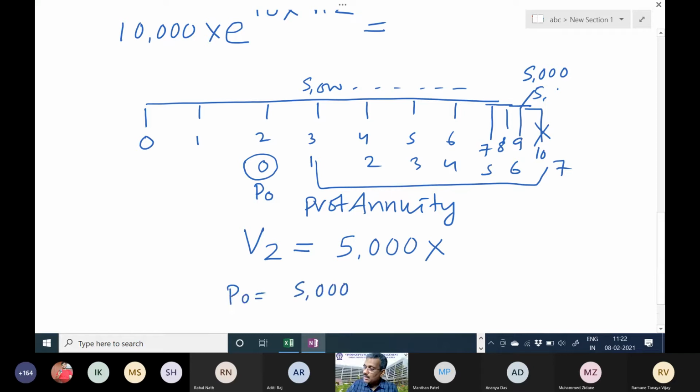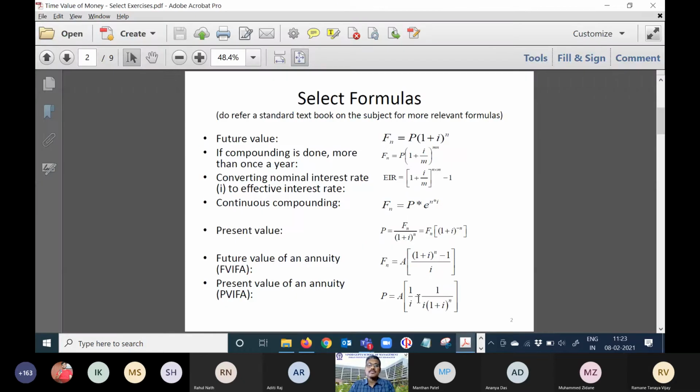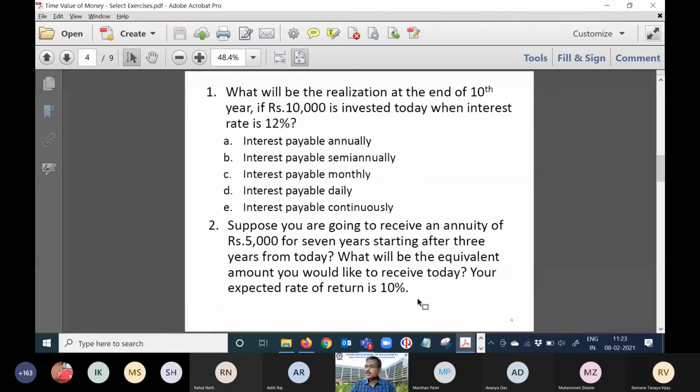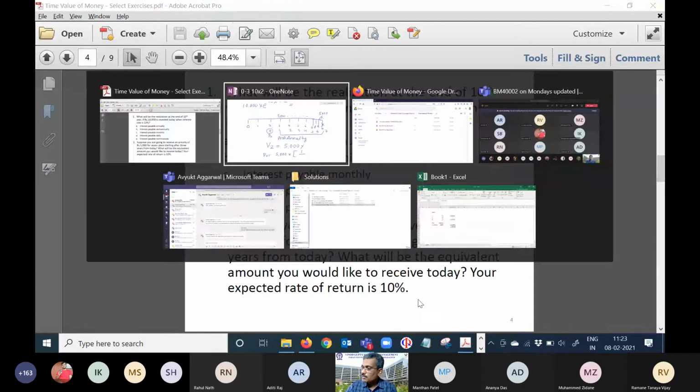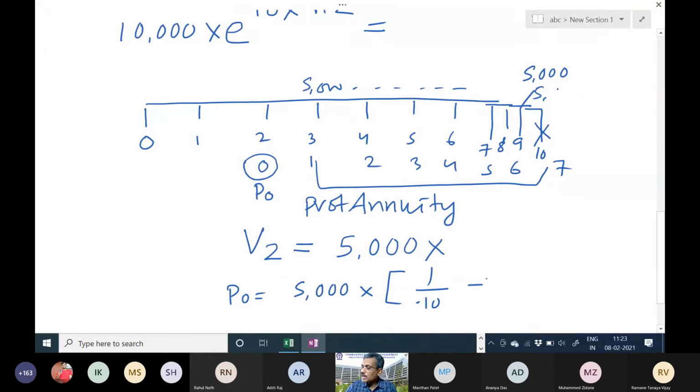So, what is my P0 at this point? 5,000 into 1 by, what is the rate of interest by the way? 10%. Yes, 10%. So 1 by 0.10 minus 1 by 0.10 into 1 plus 0.10 to the power how many years? How many cash flows are there? 7, right?